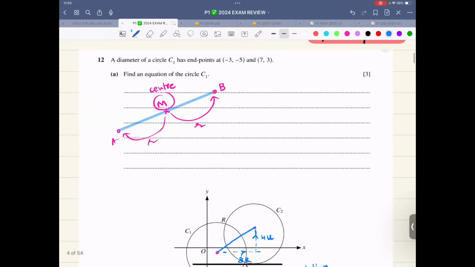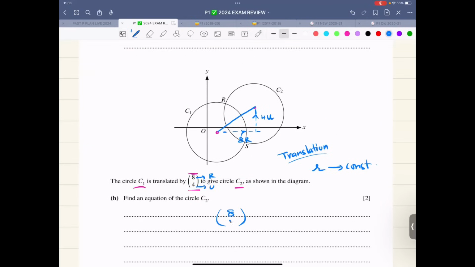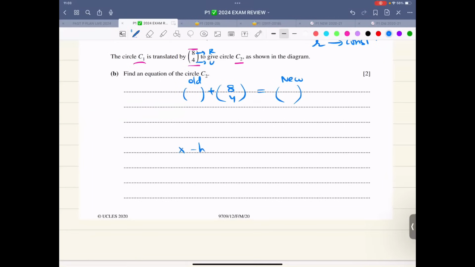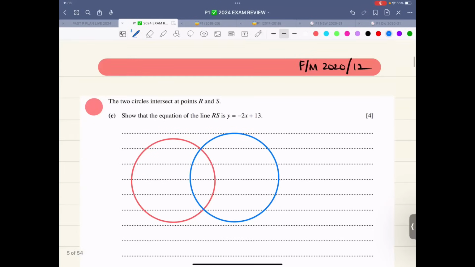So we take the center, we add 8, 4, and then we get the new center. So the old center plus 8, 4, we will get the new center. And then we will write down the equation (x minus h) whole square plus (y minus k) whole square is equal to r square. And now the two circles intersected points R and S.